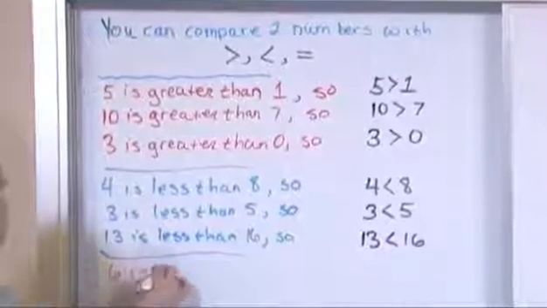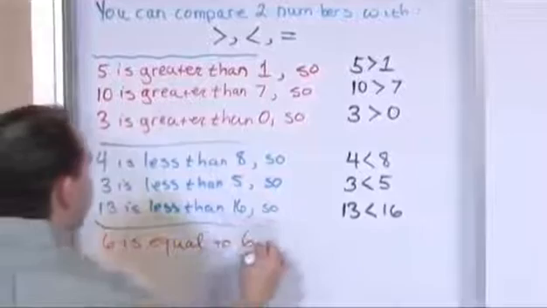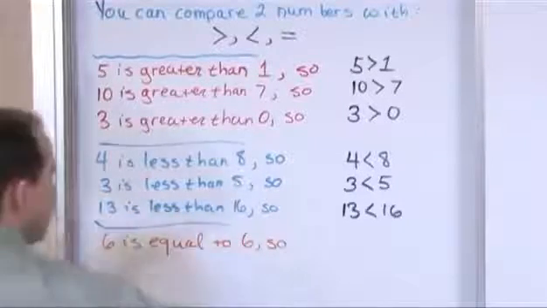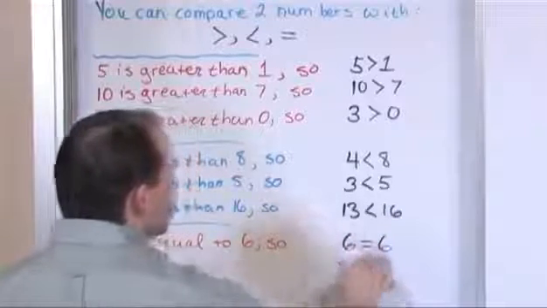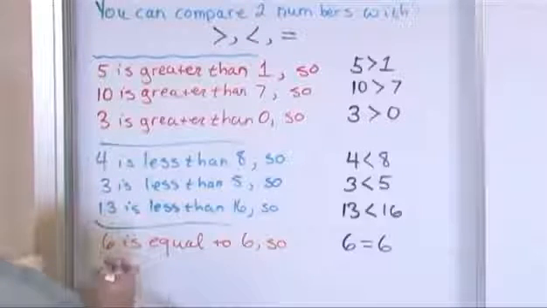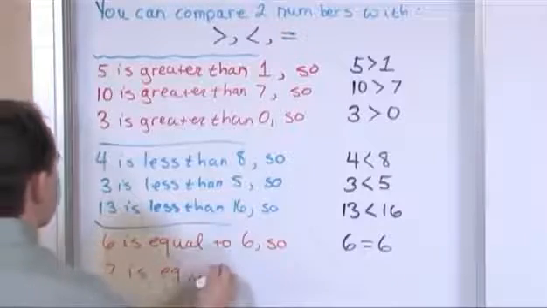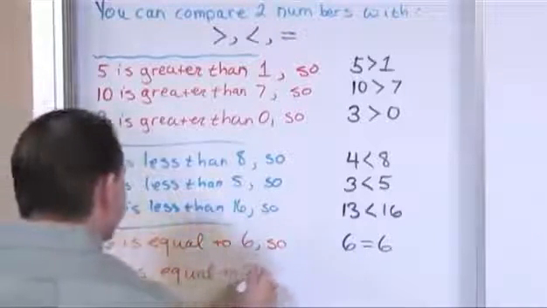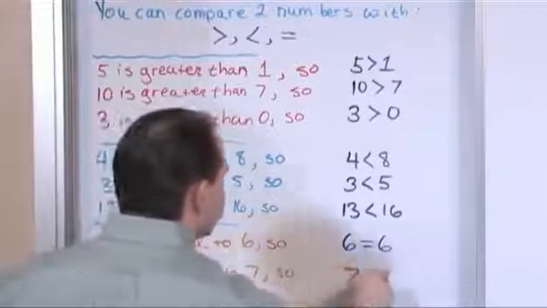6 is equal to 6. And this one, I mean, it's not a real problem. Most people understand this. 6 is equal to 6. The equal sign is just telling you that both sides of that are exactly the same. Let's see here. 7 is equal to 7. So 7 is equal to 7.